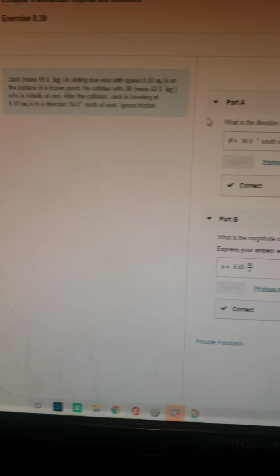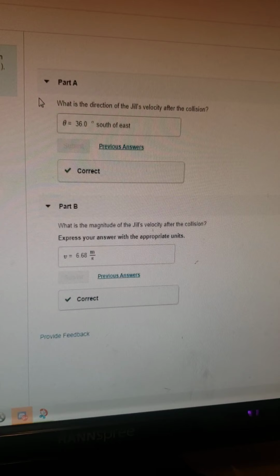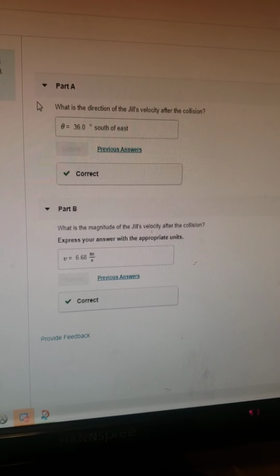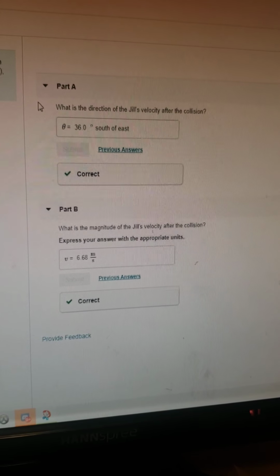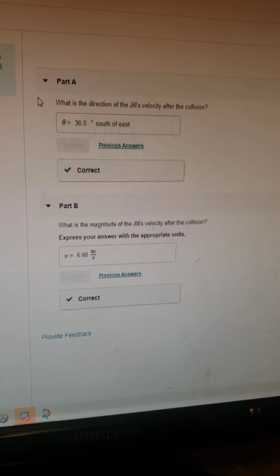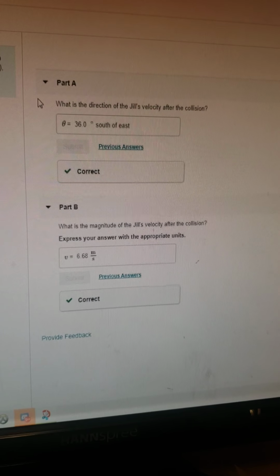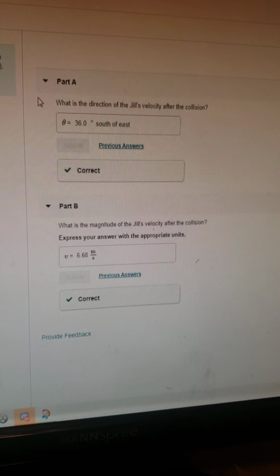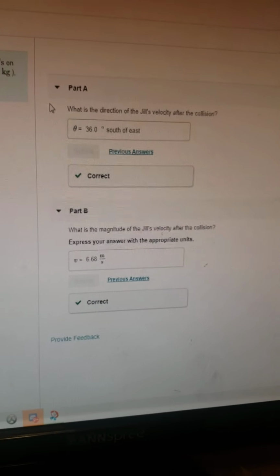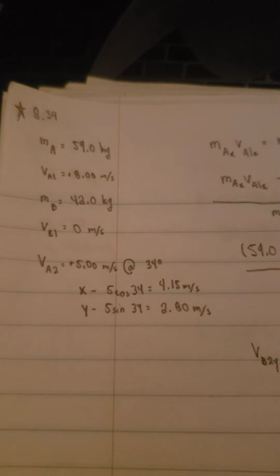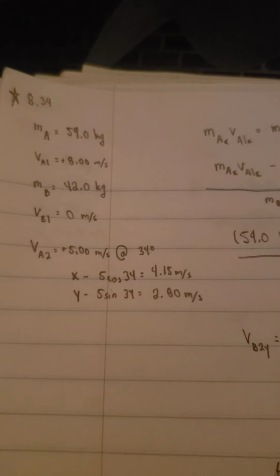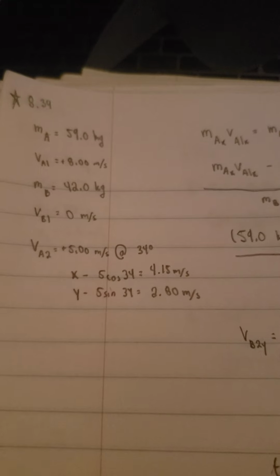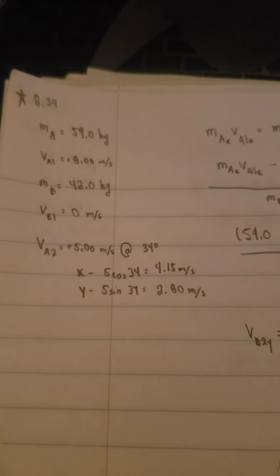Ignore the friction. So part A asks for the direction of Jill's velocity after the collision, which we can't figure out until we figure out part B, which is the magnitude of Jill's velocity after the collision. So we go down here. I listed all my knowns. So Jack's mass is 59 kilograms, his initial speed 8 meters per second, Jill's mass 42 kilograms.